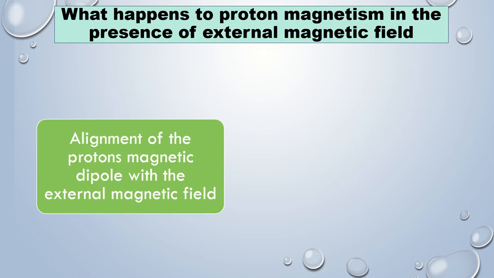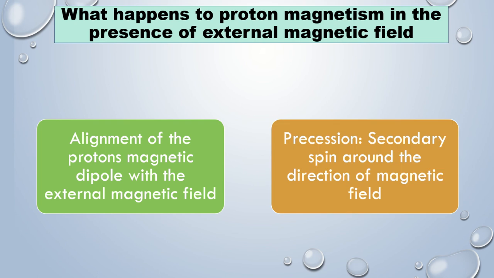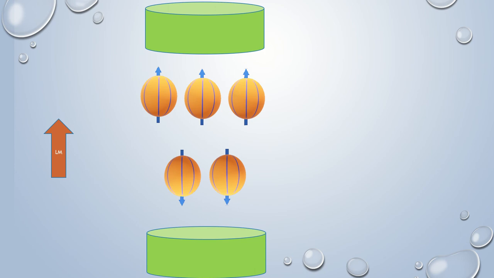So what happens to the proton magnetism in the presence of an external magnetic field? They're going to align with the direction of the external magnetic field. The second thing that happens is known as precession, which is a secondary spin around the direction of the magnetic field. We'll talk about that. So let's see what happens.